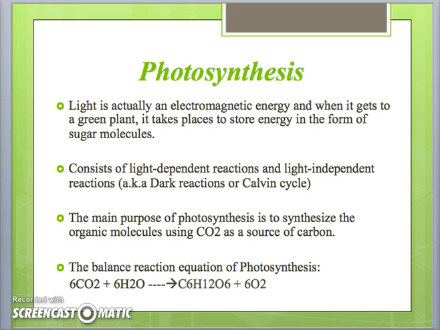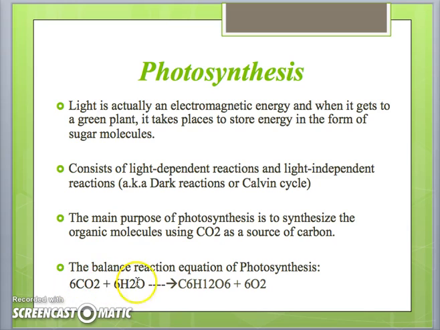Just a general overview of what photosynthesis is. Photosynthesis consists of light-dependent reactions and light-independent reactions, aka dark reactions or the Calvin cycle. Today I'll be mainly talking about light-dependent reactions, and in the next video I'll be talking about light-independent reactions. The main purpose of photosynthesis is to synthesize organic molecules using carbon dioxide as a source of carbon.